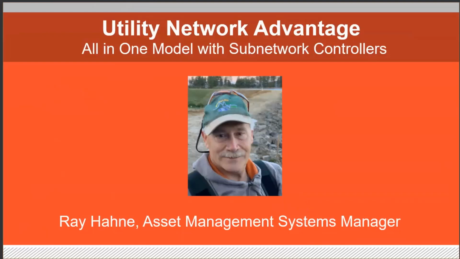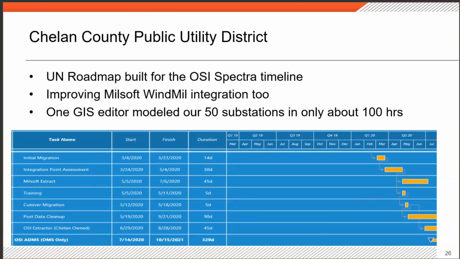The main driver for us is we also had a directive to implement OSI's Spectra ADMS system. That upped the ante for GIS, basically. For instance, we never had to model substations at all in our current GN model. So over the last 6 months, we've been changing that and updating all of the substation internals in our GIS system.